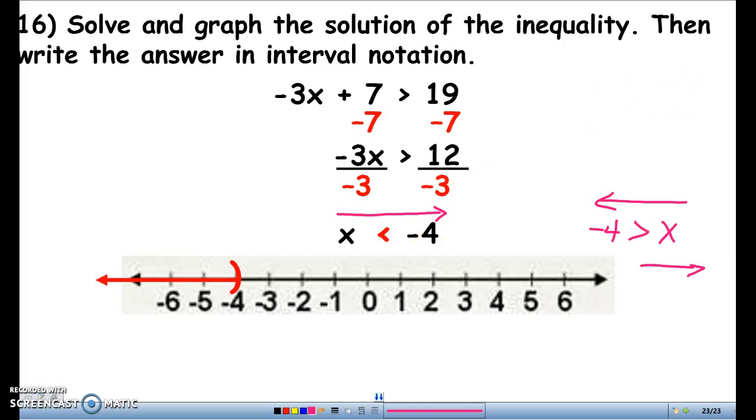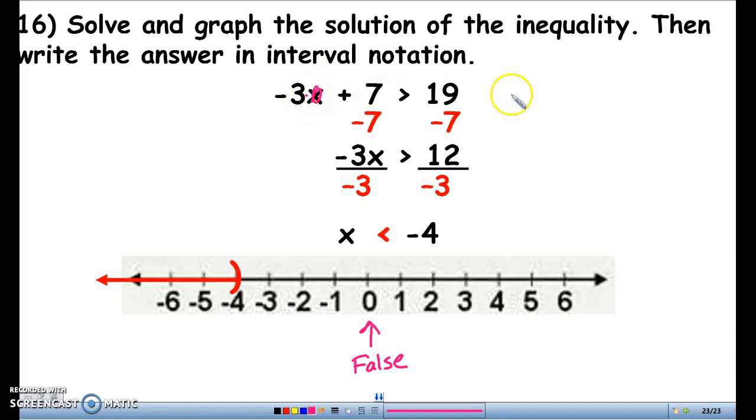Be careful. Now, the question is, how do you check yourself? How do you know you got the right answer? Take a number that you either know is going to be a solution or a number you know is not going to be a solution and plug it in for x. I know, looking at this, 0 should not be a solution. When I plug it in the way I have my graph drawn, it should be false. So if I put in 0 here, multiply by -3, that term drops out and I have 7 is greater than 19. That's false.